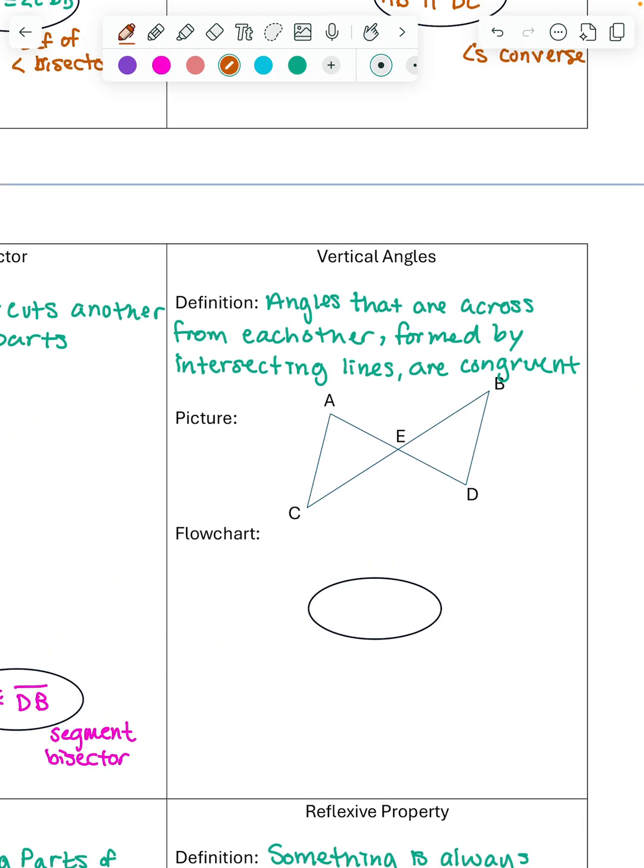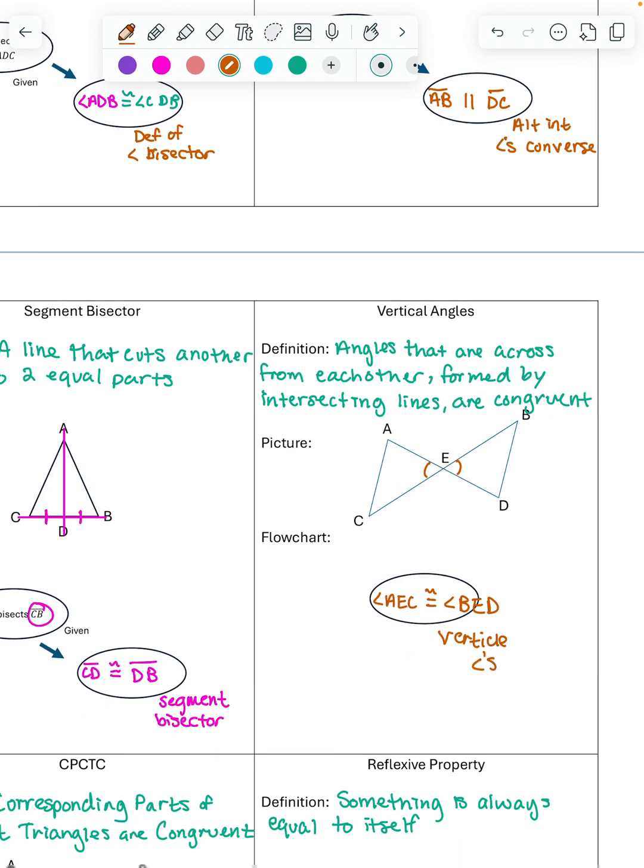Vertical angles, we've been in on vertical angles since day one. Angles that are across from each other, formed by intersecting lines are congruent. So in this case, this is angle AEC, congruent to angle BED. And we would say this is because they are vertical angles.